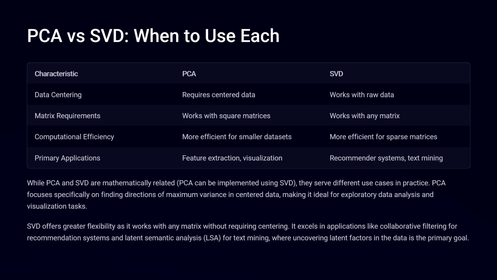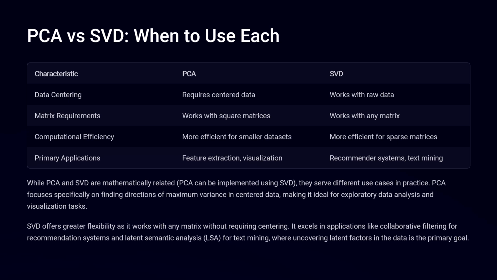PCA versus SVD, when to use each. Characteristic. Data centering. PCA requires centered data. SVD works with raw data. Matrix requirements. PCA works with square matrices. SVD works with any matrix. Computational efficiency. PCA is more efficient for smaller datasets. SVD is more efficient for sparse matrices. Primary applications. PCA: feature extraction, visualization. SVD: recommender systems, text mining. While PCA and SVD are mathematically related, PCA can be implemented using SVD. They serve different use cases in practice.